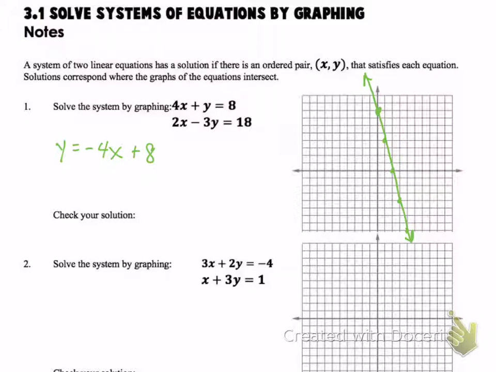So the second one, going to solve for y. So negative 3y equals negative 2x plus 18. Divide by negative 3. So y equals 2/3 x minus 6. So I put my y-intercept at negative 6. And I go up to the right 3. And you'll see that's where they intersect.